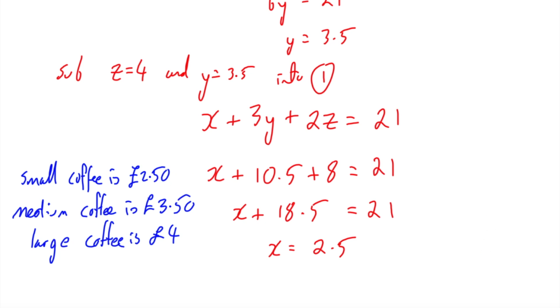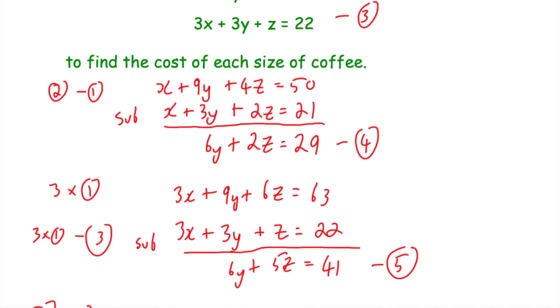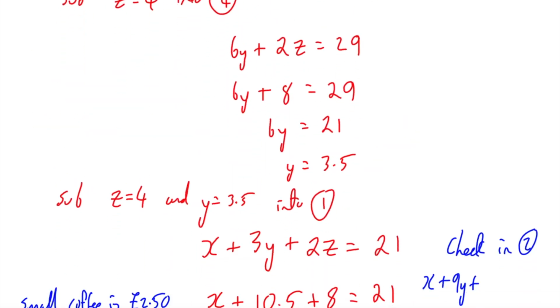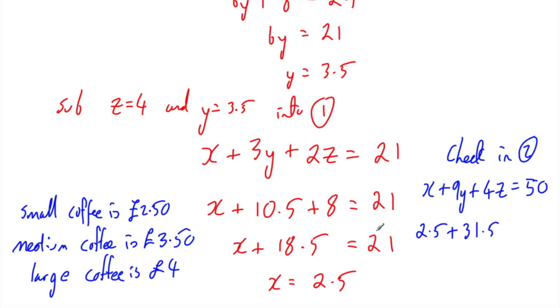And that's it. I just want to mention that we can also check our answer. If we substitute those values into equation 2, we can check it. If you've got time to check, that's fantastic. So equation 2 is x plus 9y plus 4z equals 50. Let's check this. x is 2.5, plus 9 times y, which is 31.5, because 9 times 3.5 is 31.5, plus 4 times 4, which is equal to 16.